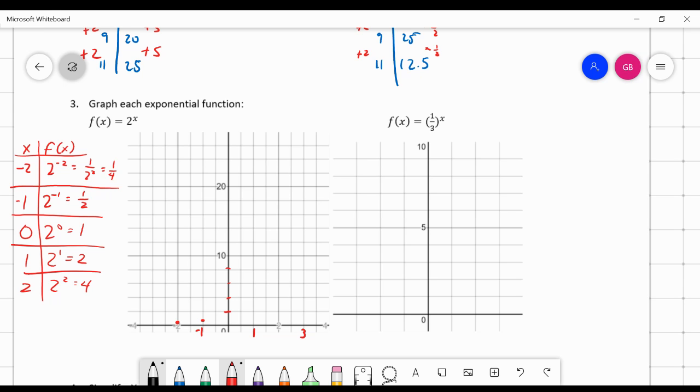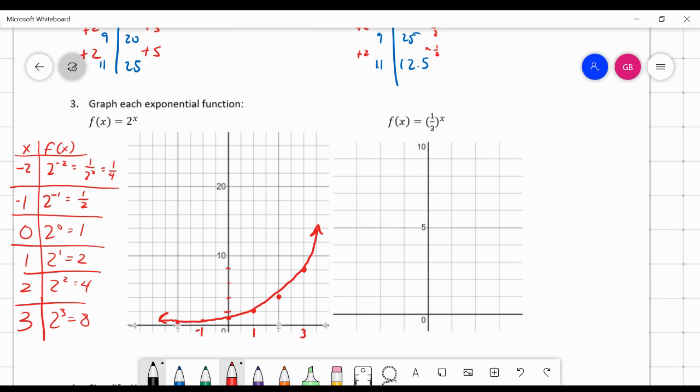So 0, 1 would be about here. 1, 2 would be here. 2, 4 would be here. And then just to make it look nice, add another point. For 3, 2 to the third power is 8. So 3, 8 would be up here. So here's your graph. Try your best to make sure your curve goes through the lines.